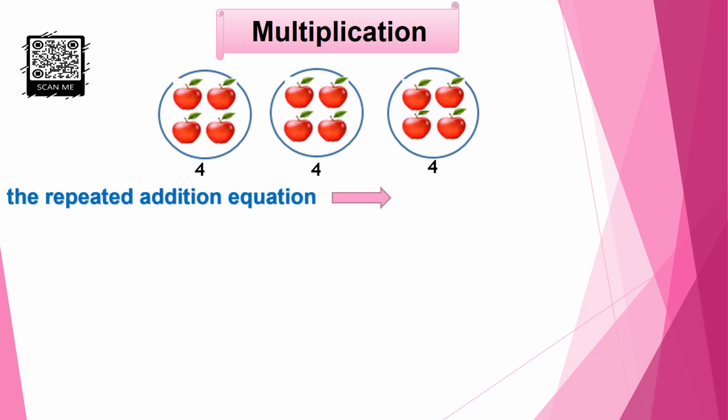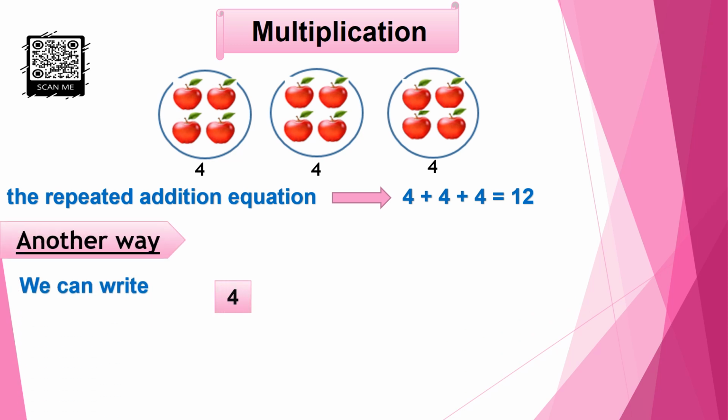To find the total using repeated addition, I add 4 plus 4 plus 4 equals 12, or by skip counting, 4, 8, 12. Okay? Now we will use multiplication. Multiplication means here I have 4 and I repeated it. How many times I repeated it? I repeated 4 how many times? 3 times. So 4 is repeated 3 times.